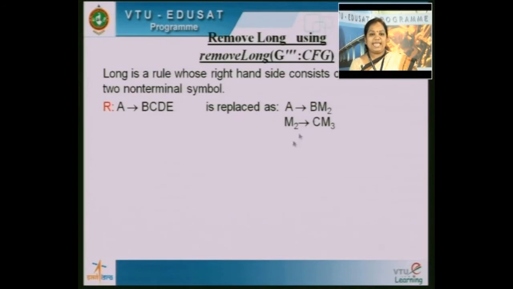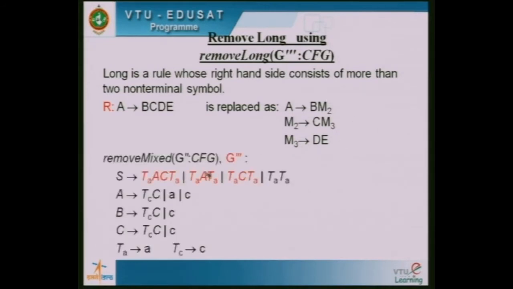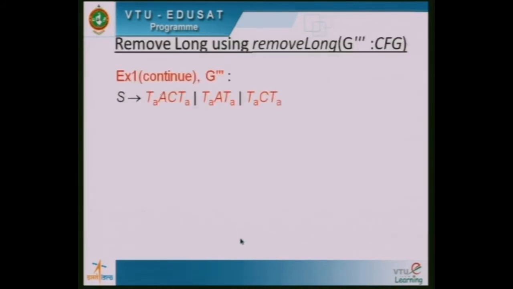So what we do? C as it is, and for D, E we write one more non-terminal, that is M3, and then what is M3? M3 is DE. Now, if we read A tends to B M2, M2 is C M3, M3 is DE. So this long rule consisting of four non-terminals is replaced by three rules consisting of two non-terminals each, which is already in CNF form.